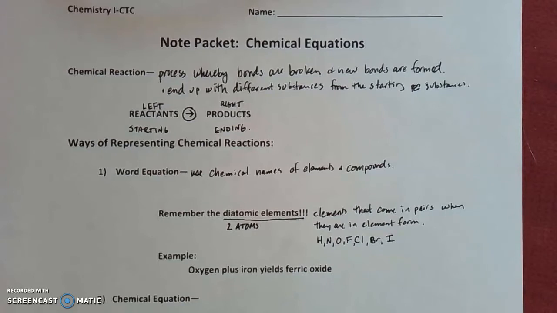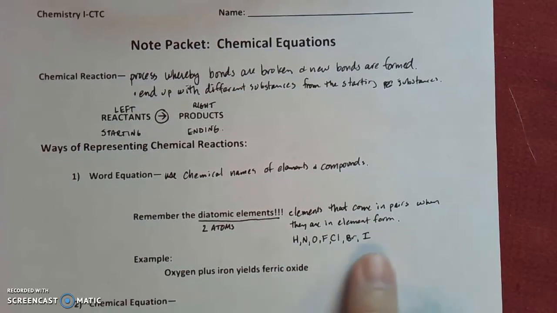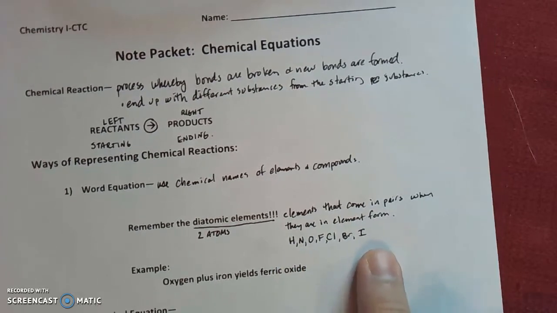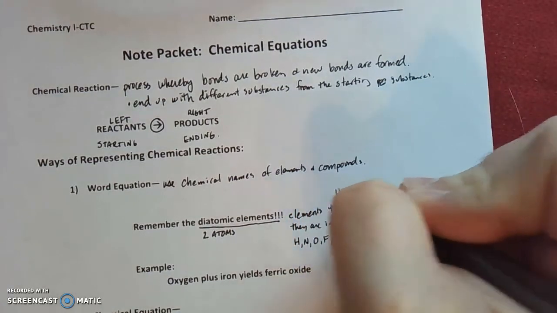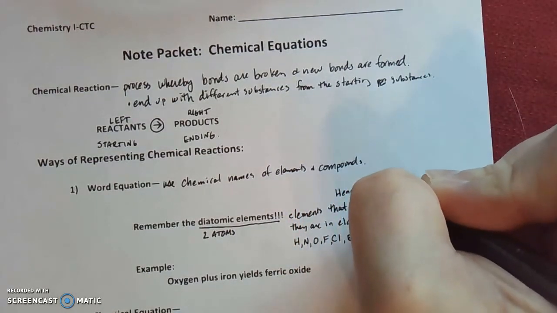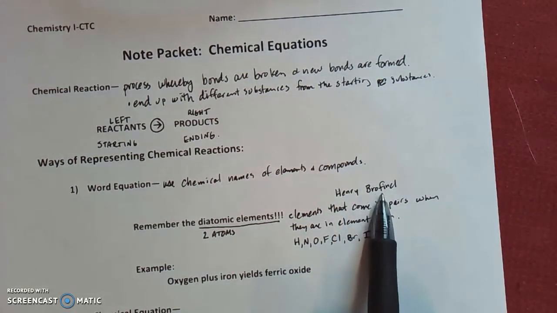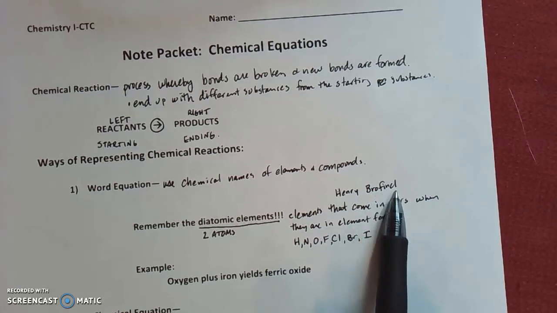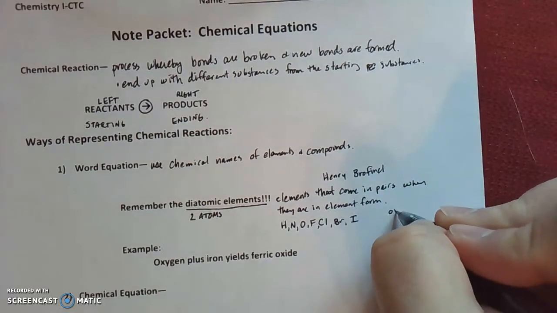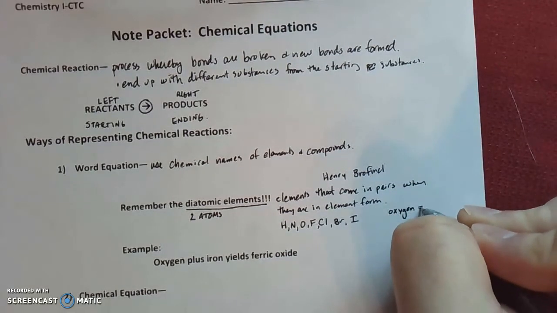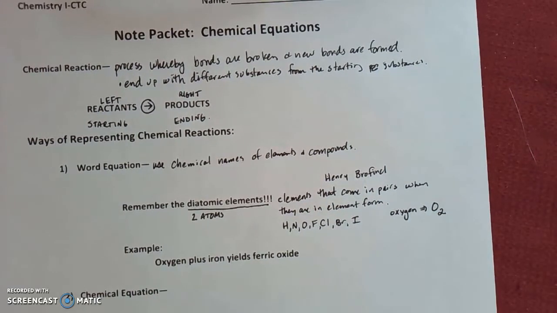And if you see a sign in my room that says Henry Brofinkel, that's a name made up with these. So if you want to remember that, Henry Brofinkel. Here's hydrogen, bromine, oxygen, fluorine, iodine, nitrogen, and chlorine. So if I say we have oxygen, oxygen is written as O2.